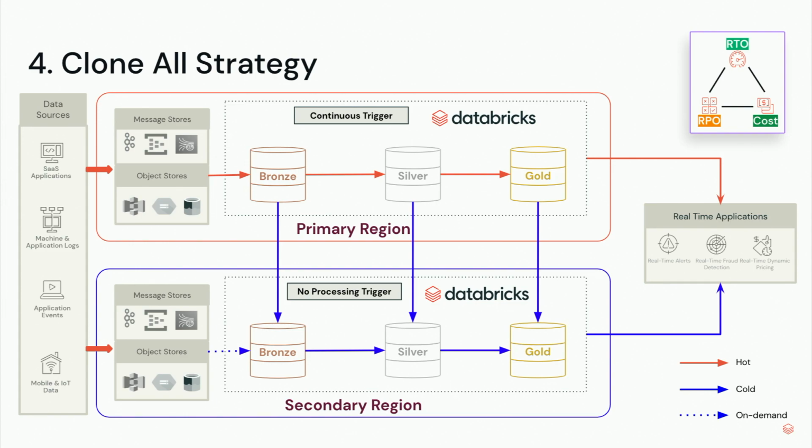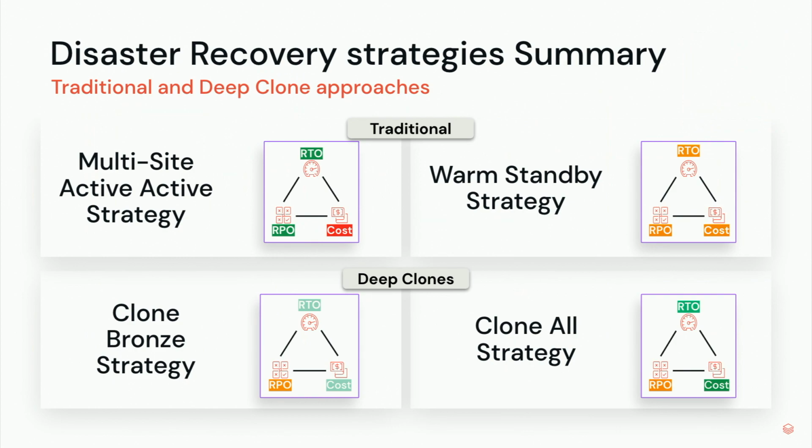One of the main differences between clone bronze and clone all is that clone bronze works for stateless as well as stateful, whereas clone all works for stateless. So we'll go into the details of this. So this is a summary of it. Let me go to the next slide.